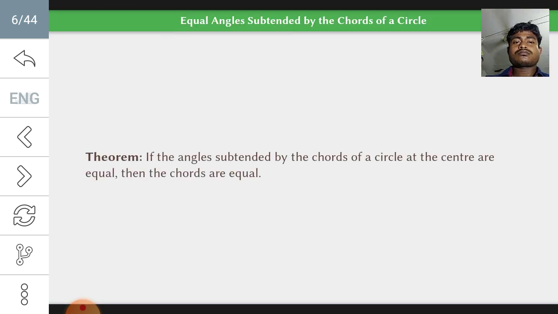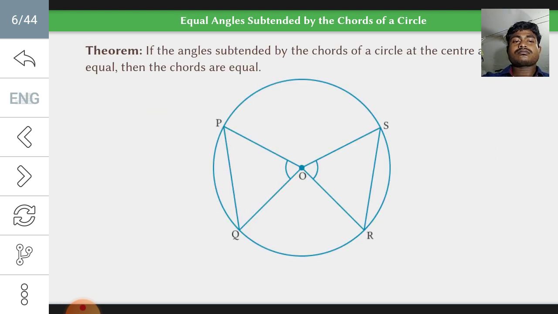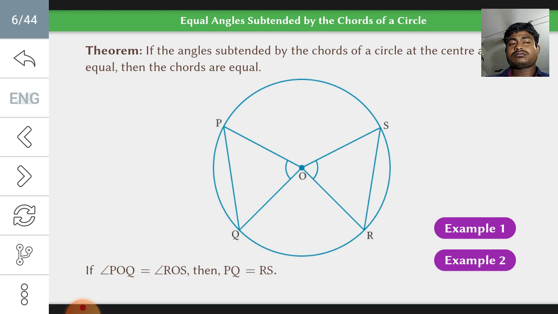If the angles subtended by the chords of a circle at the center are equal, then the chords are equal. Here, PQ and RS are chords subtending angles POQ and ROS respectively at the center. If angle POQ is equal to angle ROS, then their subtending chords PQ and RS are also equal. Tap the buttons to understand this better with more examples.